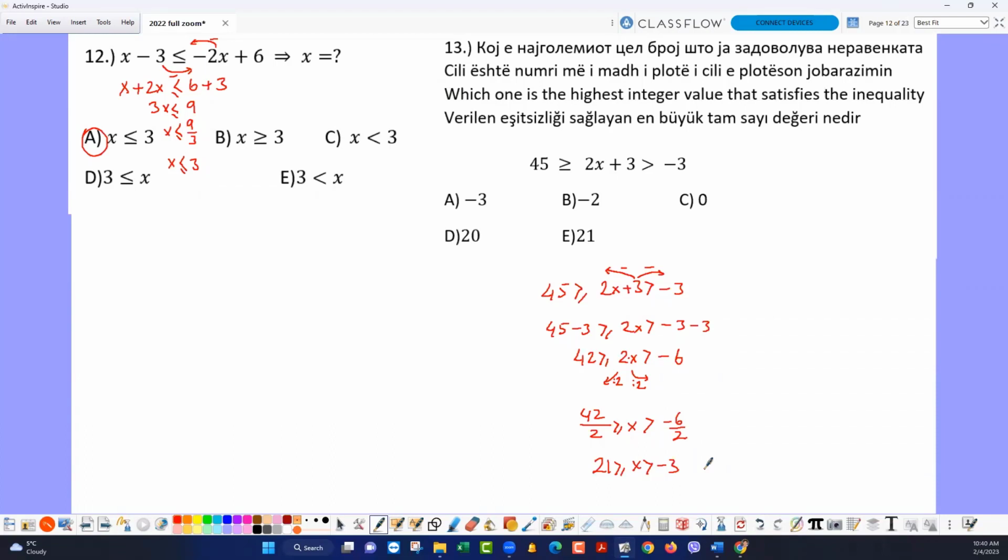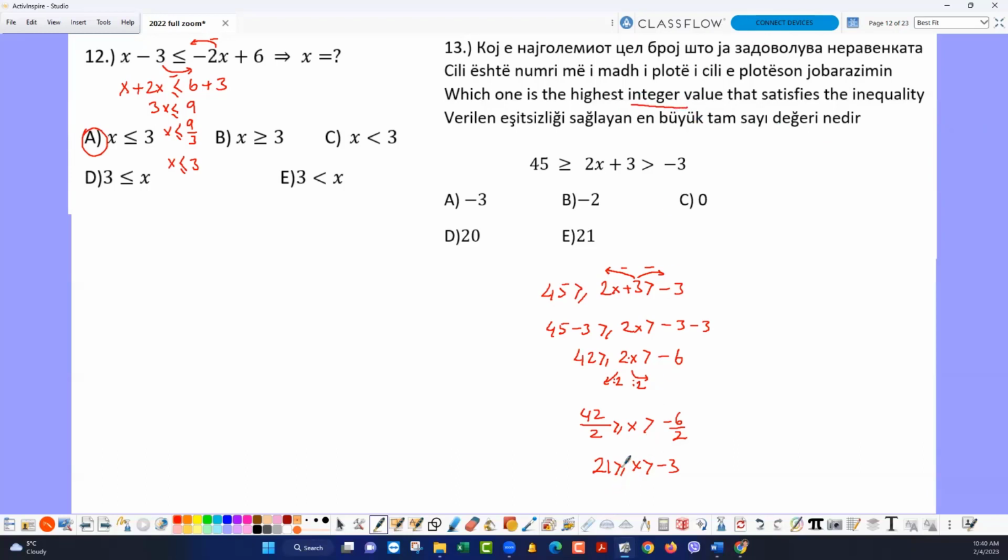We found x, but the question is not asking for the interval here. It is asking for the highest integer value. Integers are counting numbers and their negatives, like 1, 2, 3, and minus 1, minus 2, minus 3, and 0 also. These are called integer values. So the greatest integer value here is 21.